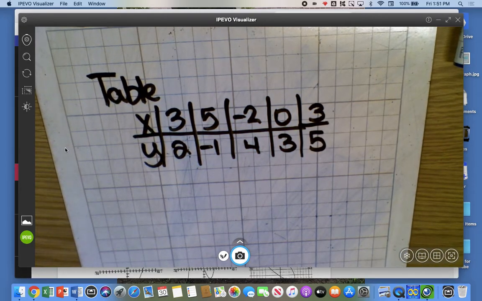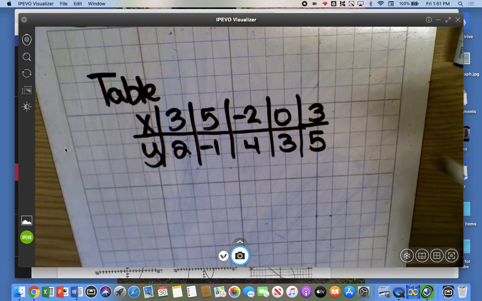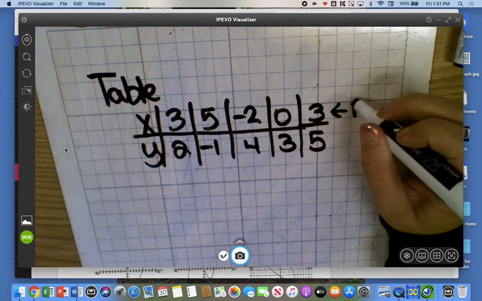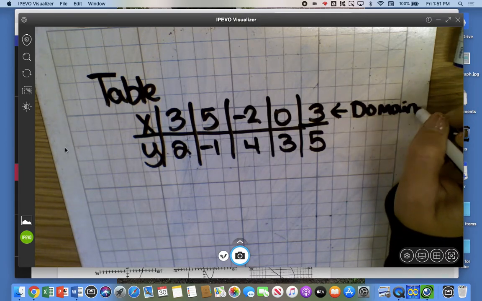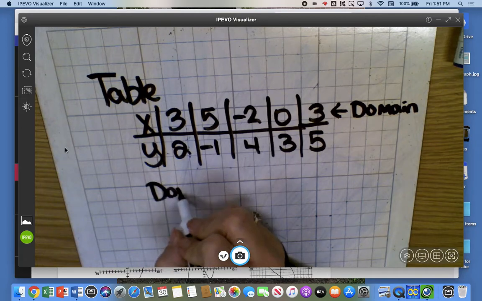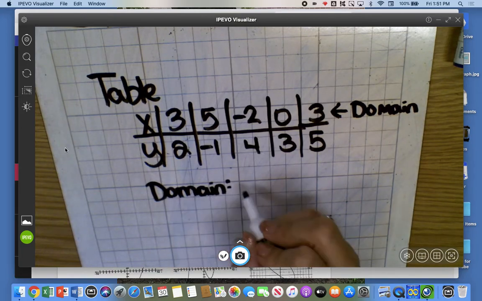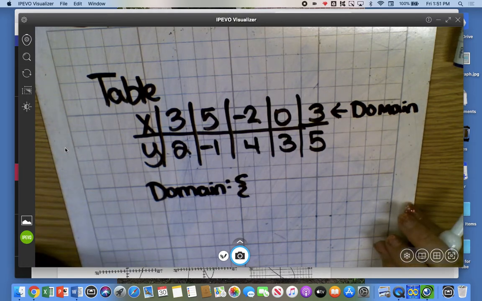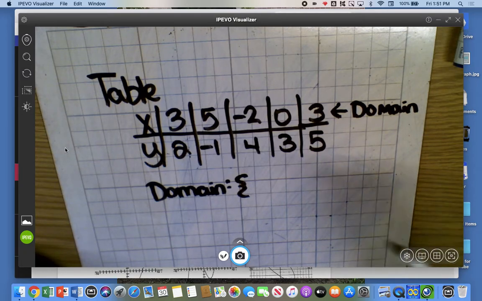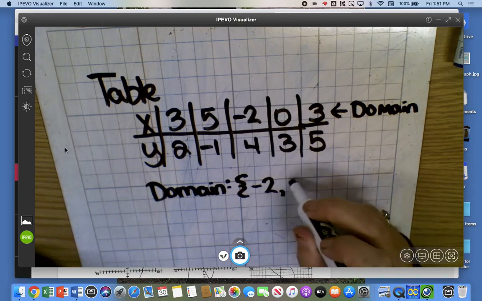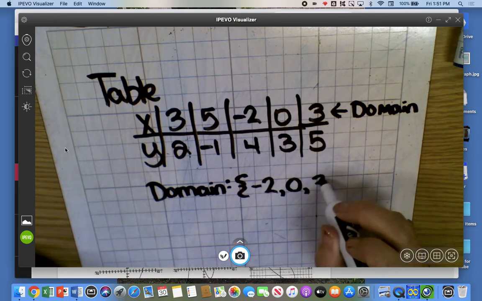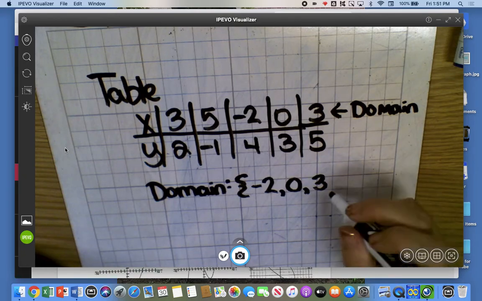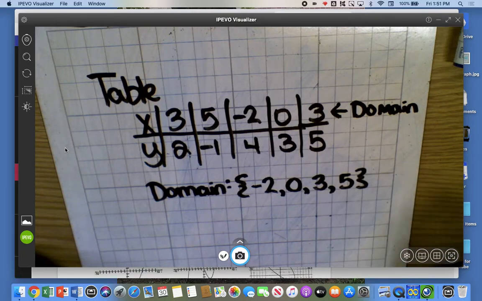All right, so this is a table. Now our domain is our set of x values. So this is our x row, so this is going to be our domain. Now when we want to write our domain as a set, sets always have those really pretty curly brackets to start and stop them. Now one thing I would like you to do for your domain and range is list them in order from least to greatest. So we have a -2, then our next smallest number is 0. Now we have 2 3s. You only list repeats one time.